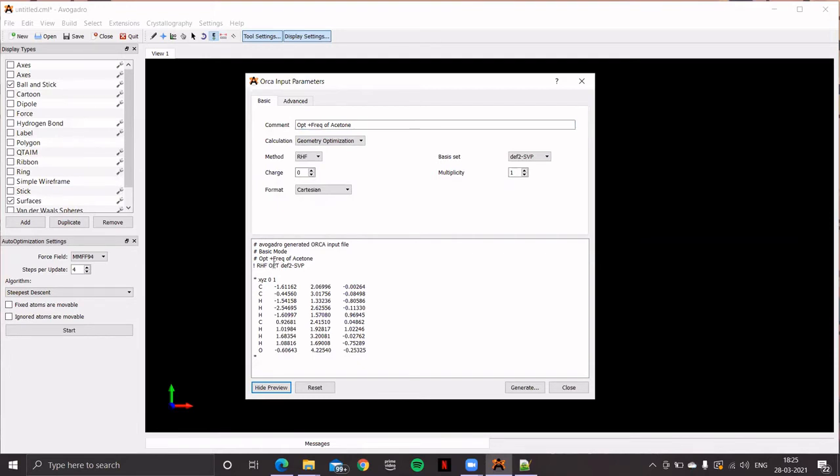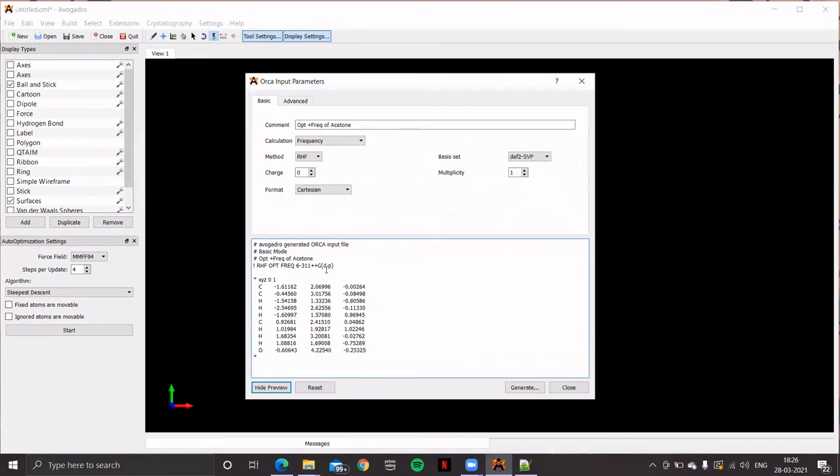OPT stands for optimization. Since we want a combined job for optimization as well as frequency, go back to the calculation drop-down menu. Click on frequency. So you get an additional keyword for the frequency calculation. Now let's convert this basis set into a Pople split basis set, and that is, let's write 6-311, then a diffuse function, and then also a polarized function.